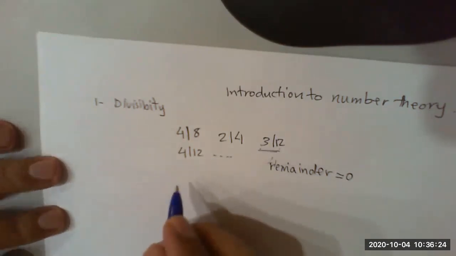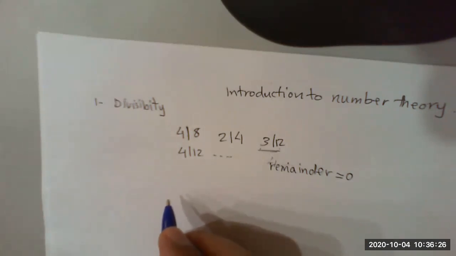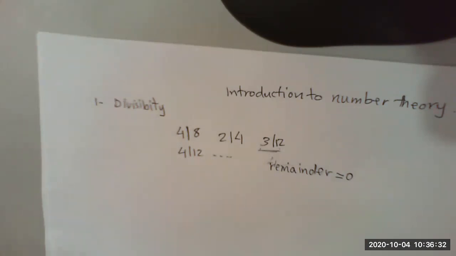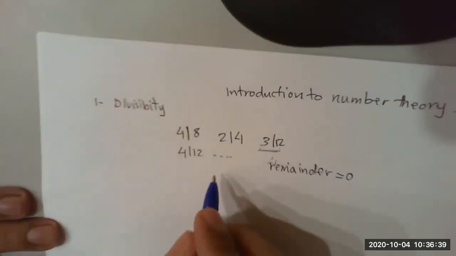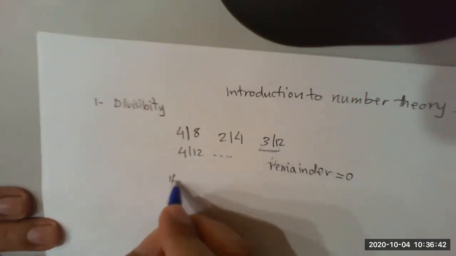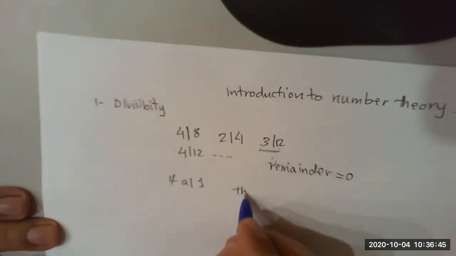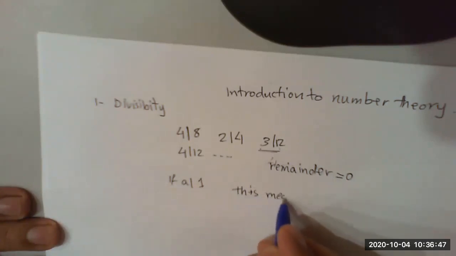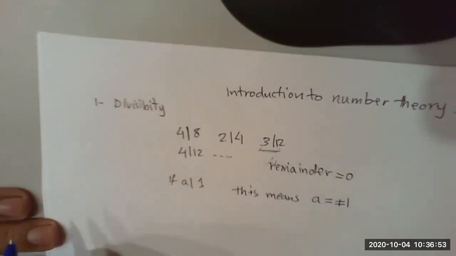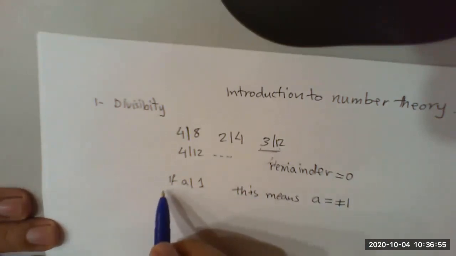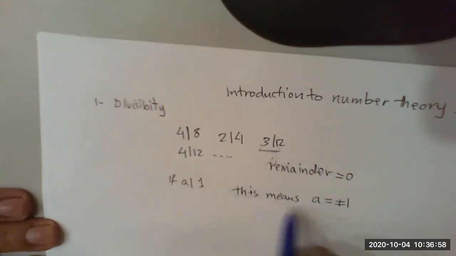Okay, this is divisibility. The first thing that you should know about number theory is divisibility, to know which number divides which number. The divisibility has some properties. For example, if A divides 1, this means A equals plus or minus 1. There is no way that this number is greater than 1.